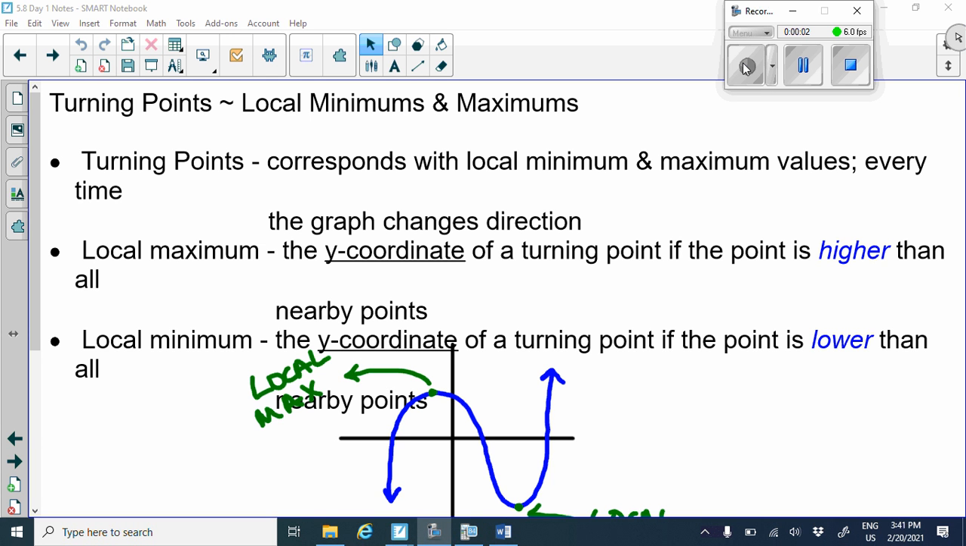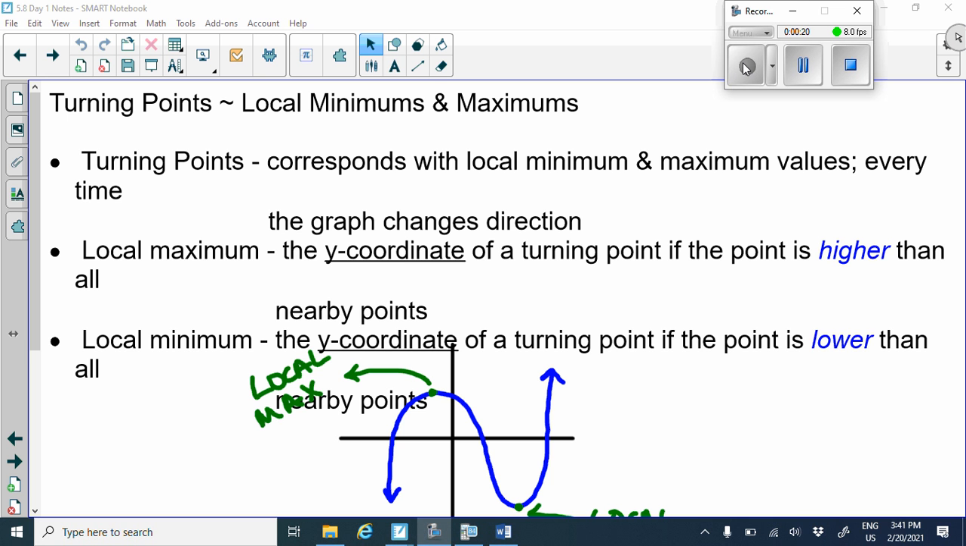Hey guys, so here's the notes for 5.8 day 2. Now here, you will need a graphing calculator to do this section. So either you have your own graphing calculator or you will need to download the TI-84 app, okay?